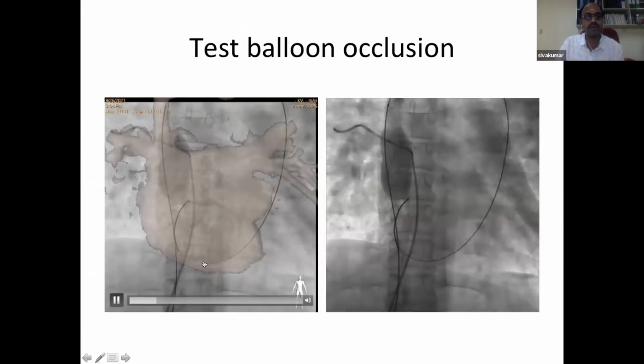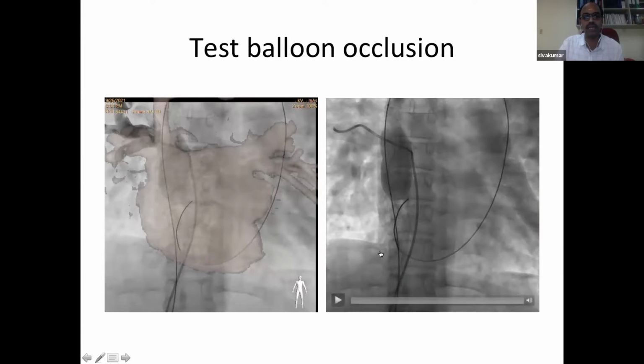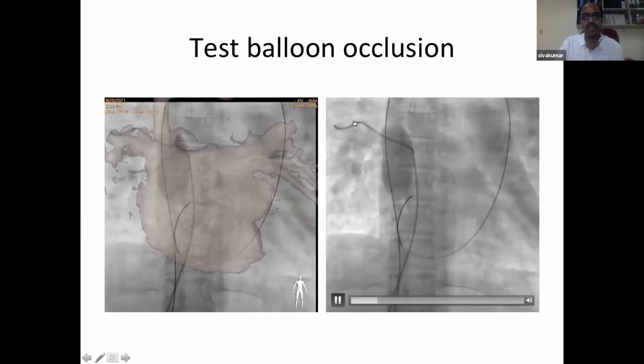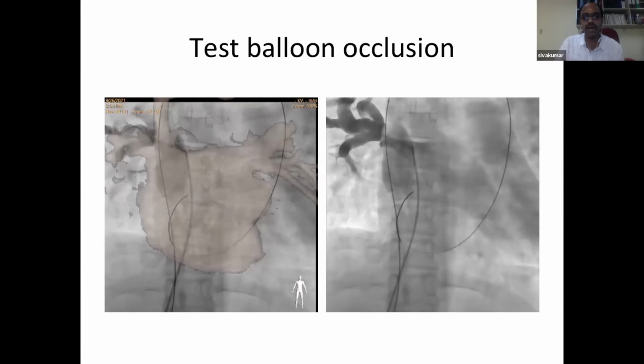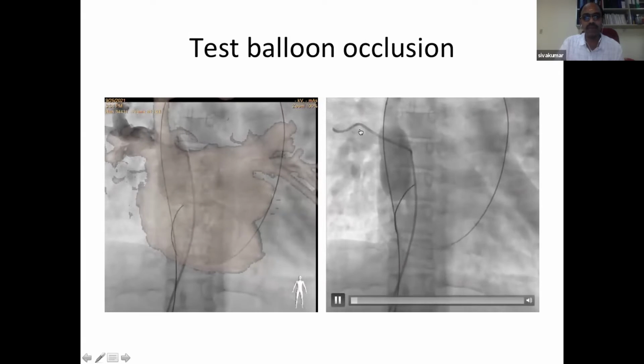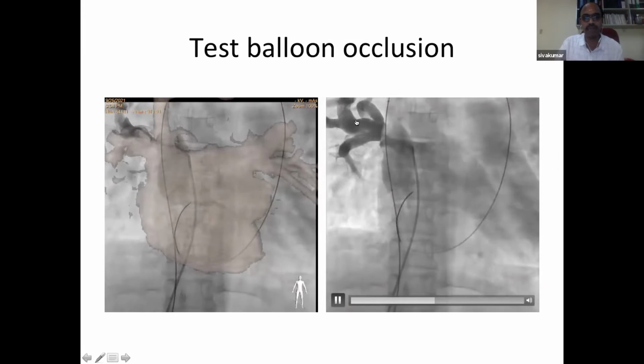The next step, we want to do a test balloon occlusion. So this is a long cylindrical balloon, and with that balloon, we are now injecting contrast in the upper pulmonary vein and seeing that it is completely draining only into the left ventricle. The pressure in the pulmonary vein is being monitored by the same pigtail.